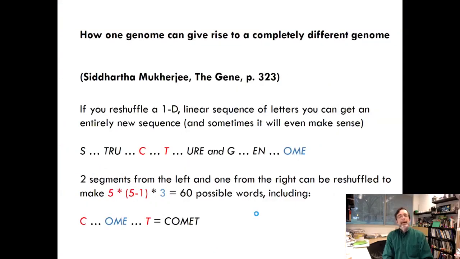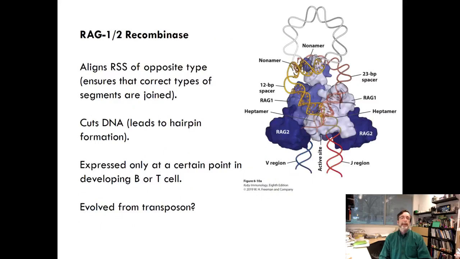All right. And this word makes sense. It's really reshuffling, and if you reshuffled all 60 possible words, then reading down the list, you would see a lot of gobbledygook, but then you would see, oh, comet. And comet actually comes from structure, genome, reshuffled. So you can get a lot of diversity just from that kind of simple example.